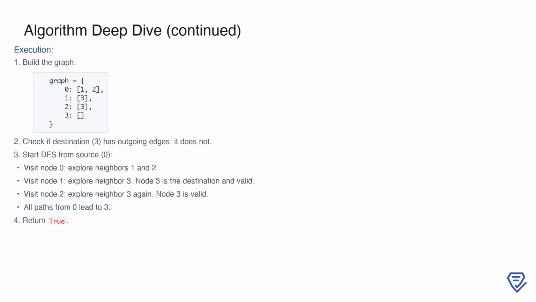Starting the DFS from node 0, we explore its neighbors. Visiting node 1, we proceed to its neighbor, node 3, which is the destination and valid. Backtracking, we explore node 2, which also leads to node 3. Since all paths from node 0 lead to the destination, the algorithm concludes by returning true.